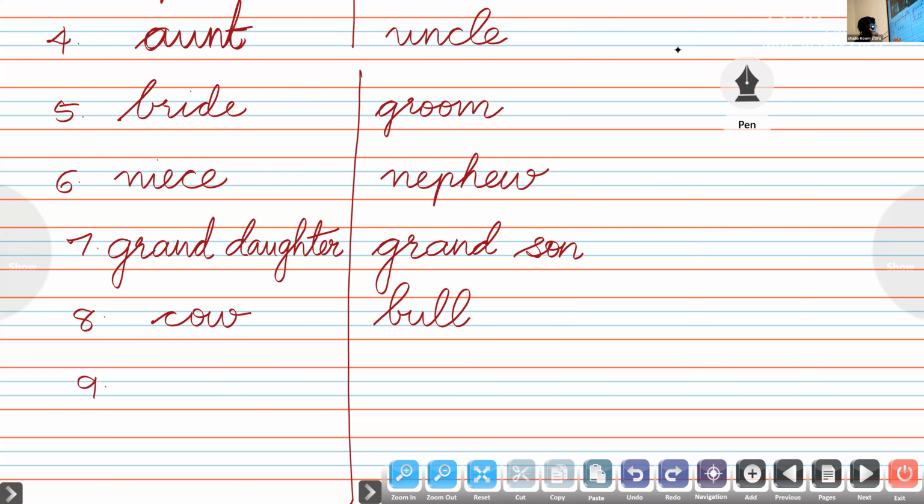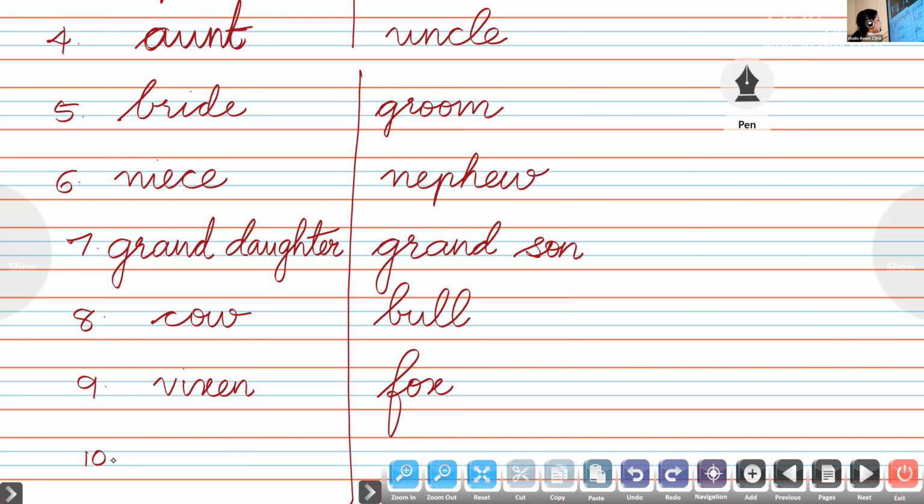Ninth one, vixen. You're not familiar with these words. Who knows it? Tell me. Saharish? Fox. Yes, very good, Saharish. Fox it is. So for she fox, we call it as vixen. For a male fox, we call it a fox. Now we'll move on to the 10th one.